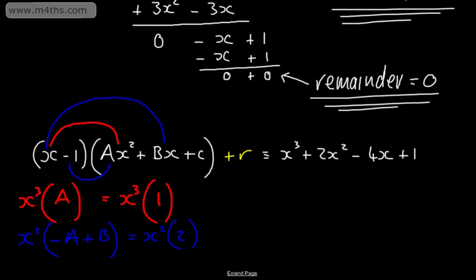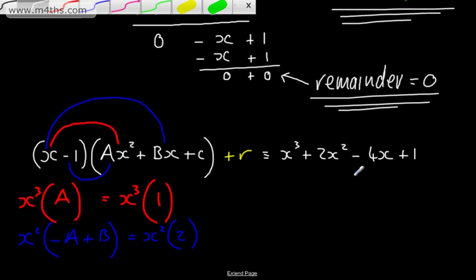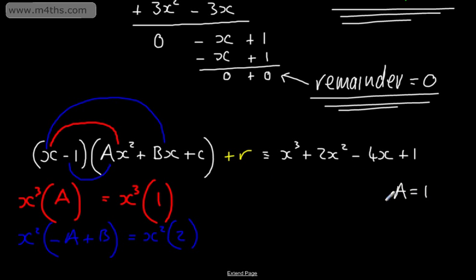From here, we can already see that a is equal to 1. So I can write that down here. If I use this information, what we can see now is that minus a, or negative a, which is -1, plus b must be equal to 2. From this equation, adding 1 to both sides, we can see that b is equal to 3. All we need to do now is find the value of c.